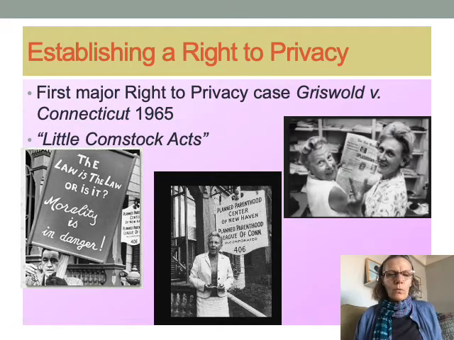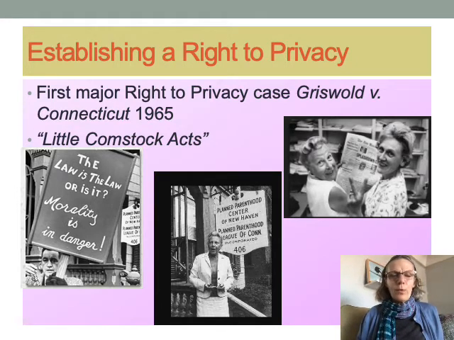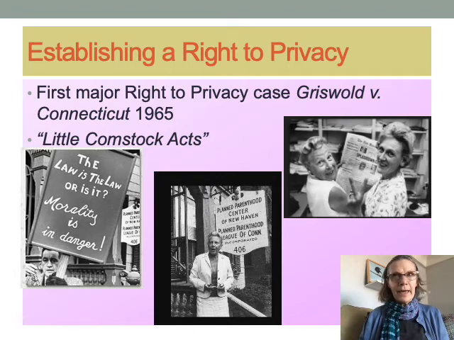Now you might think, what's the point of this kind of law? Well, in the United States in the late 1800s, there was a concern about immorality. And there was this guy, his name was Anthony Comstock. He was the postal general for the United States government, and he was personally really concerned about the spread of immorality.